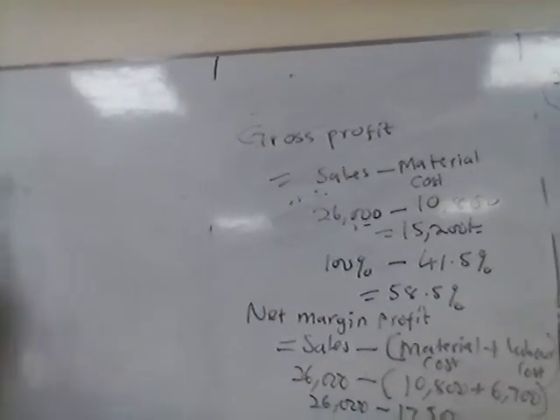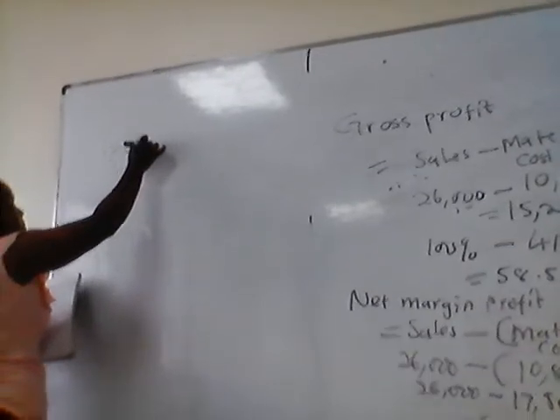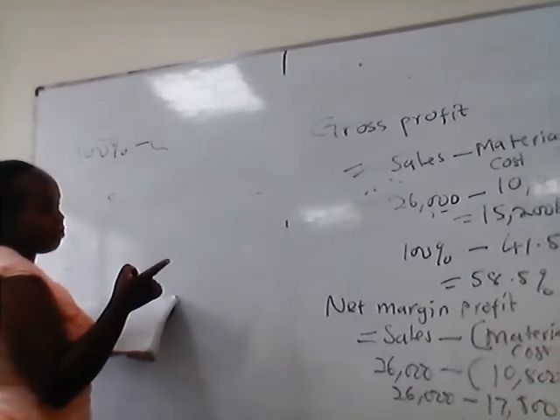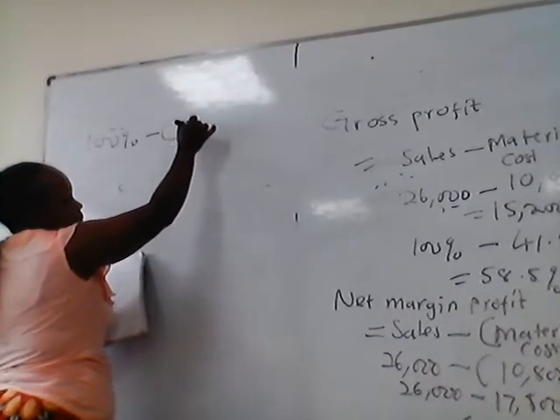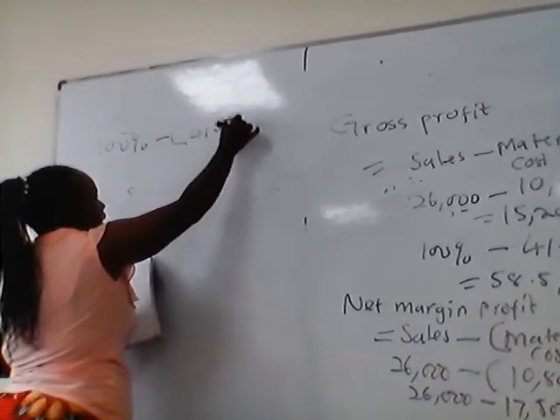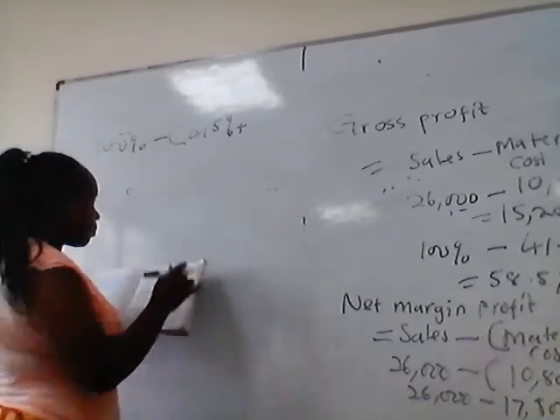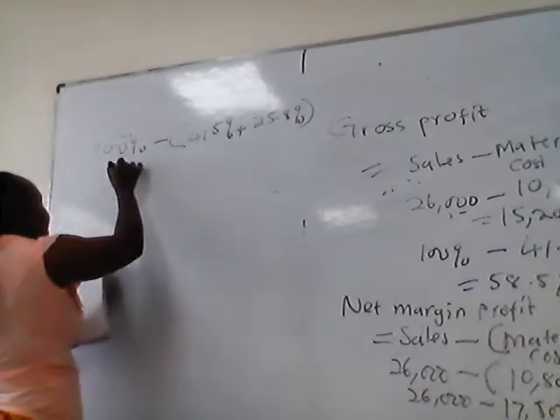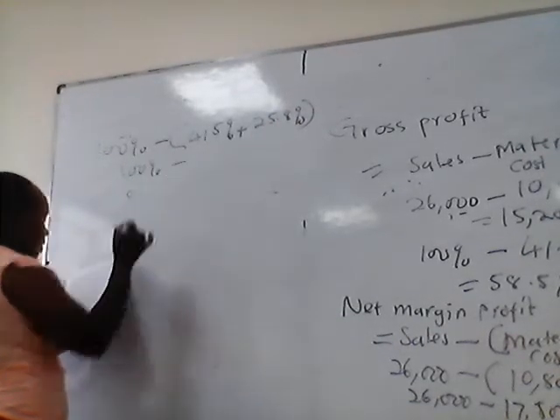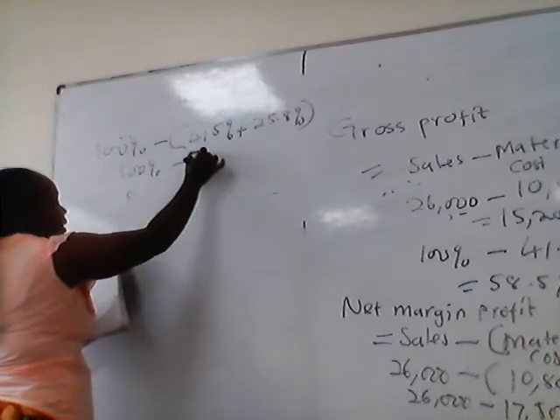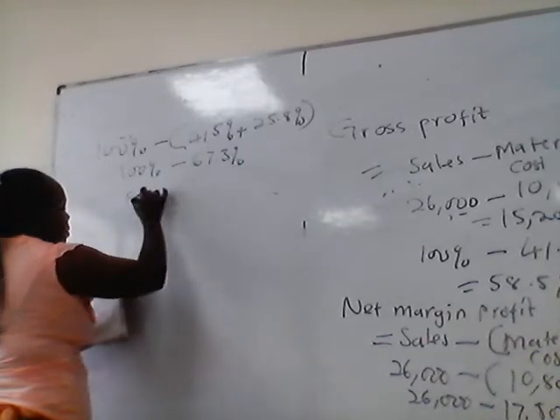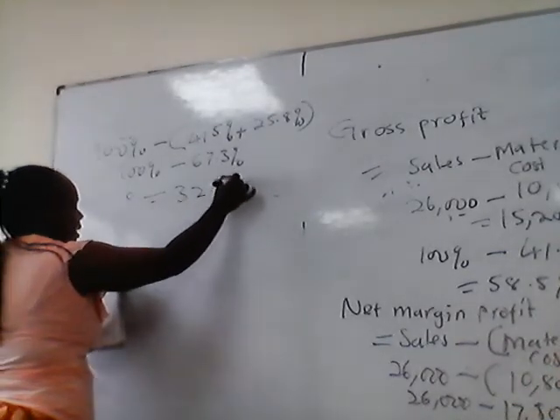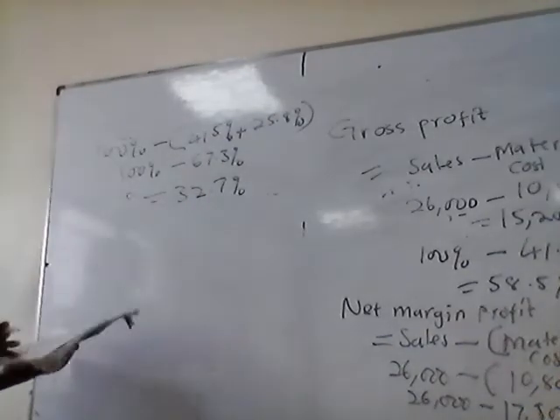Now we want to calculate the net margin profit as a percentage of sales. So it will be 100% minus, in brackets, the percentage that we calculated for material cost, which was 41.5%, and for the labor cost it was 25.8%. So we'll say 100% minus 67.3%. So the net margin profit will be 32.7%. That is the net margin profit.